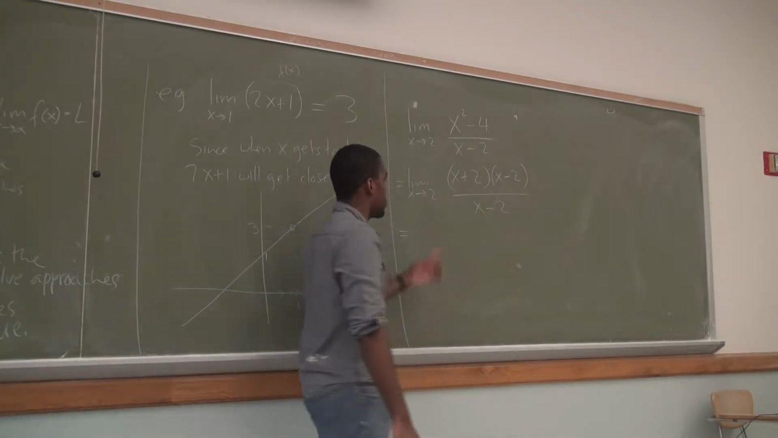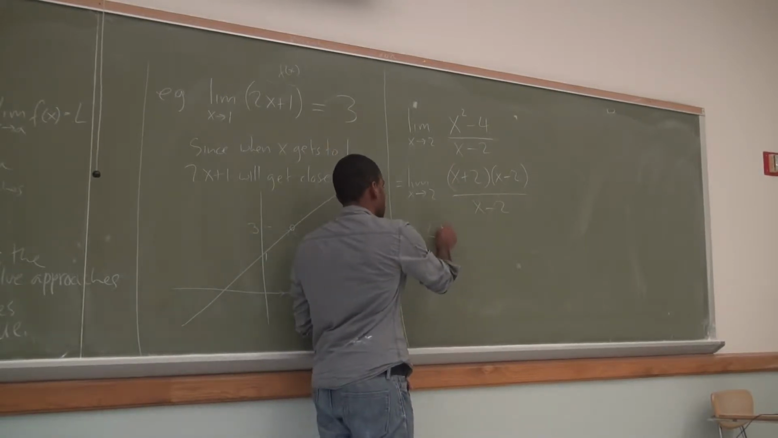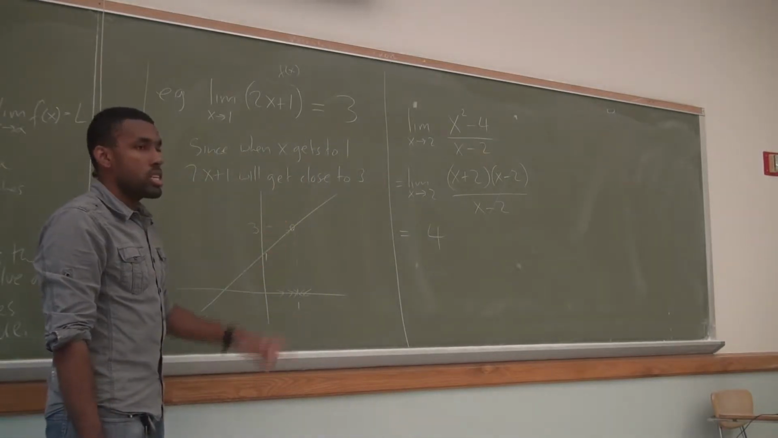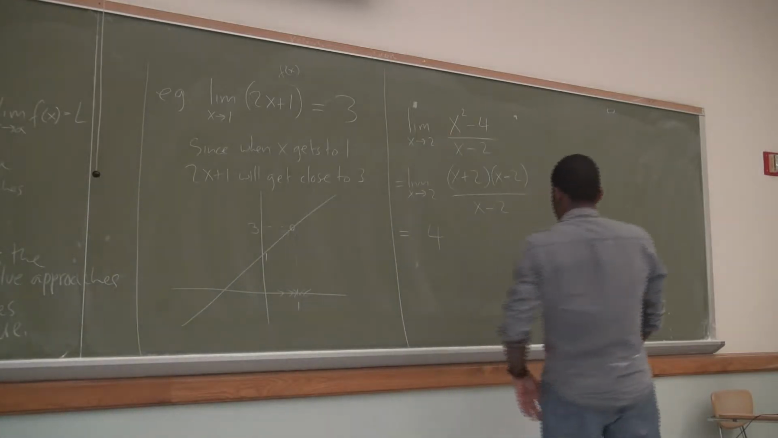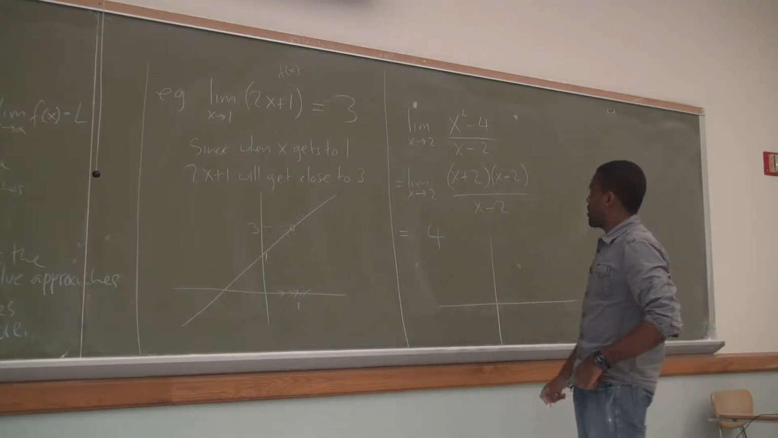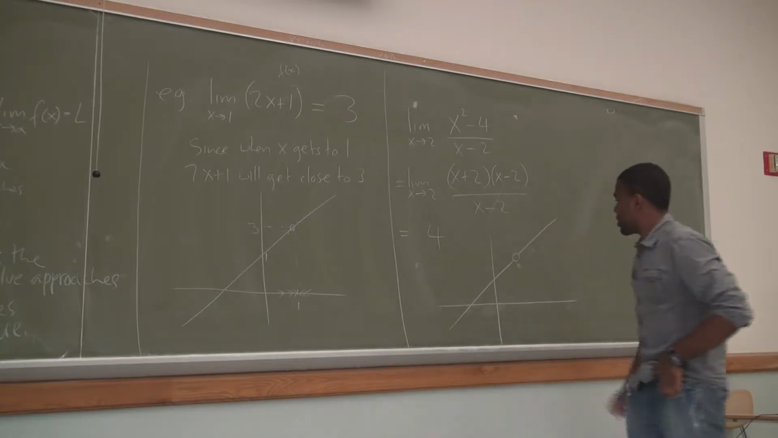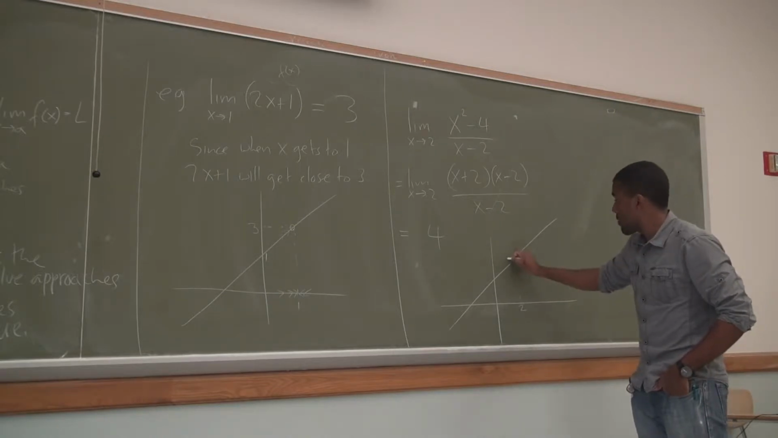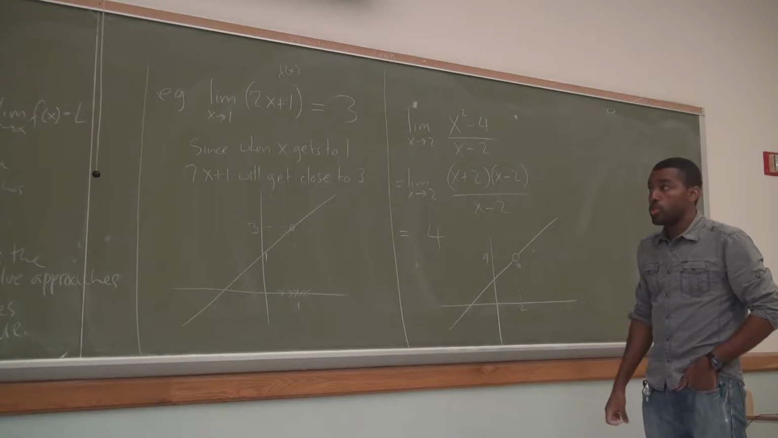And now you're looking at this function. As x gets close to 2, what does this get close to? Well, the answer is 4. Now, it's very important for you to realize that the function is actually not defined at 2. If you were to graph this function, it would look like the following. There would actually be a hole where x equals 2. So you're not defined at 2.